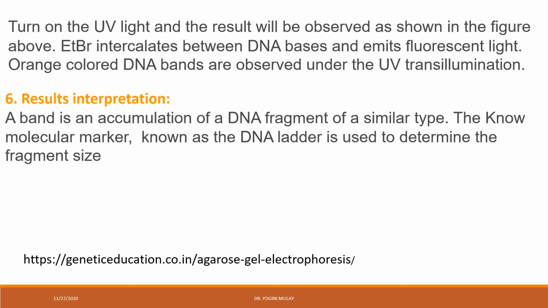Yes, as I said, ethidium bromide intercalates between the DNA bases and it emits the fluorescent light. So orange colored DNA bands are observed under the UV transillumination. Now what is a band? Band is nothing but the accumulation of DNA fragments of a similar type, in the sense of the same size.